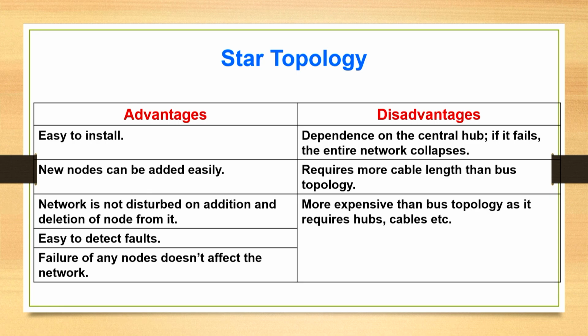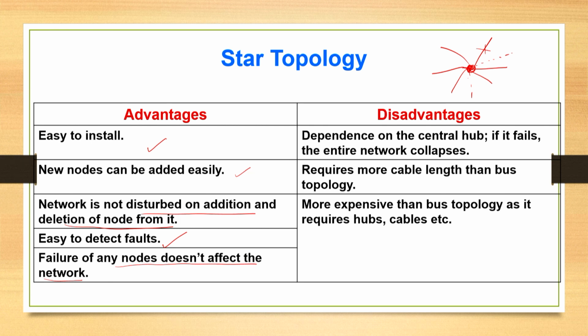What are the advantages? Yes, it is easy to install, new nodes can be added easily, the network is not disturbed on addition or deletion of a node from it, it's easy to detect faults, and failure of any node does not affect the network, because it's like a star in this way. So, any new node can be added into it easily. If this one is deleted, then this is not going to affect this network.